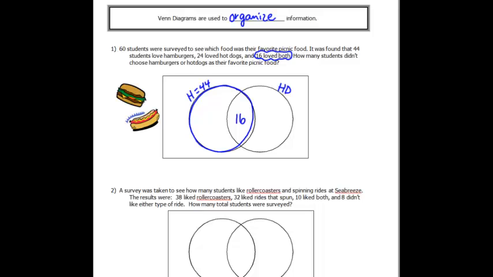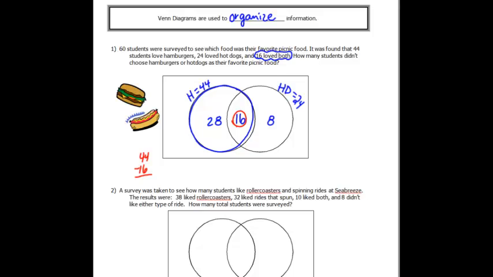Well, guess what? I already have 16, so I need to take 44 minus 16 to get the amount that just like hamburgers, and that would be 28. In the hot dog circle, I know that 24 in total like hot dogs. So how many only like hot dogs? Well, 16 are already there, so 8 only like hot dogs.